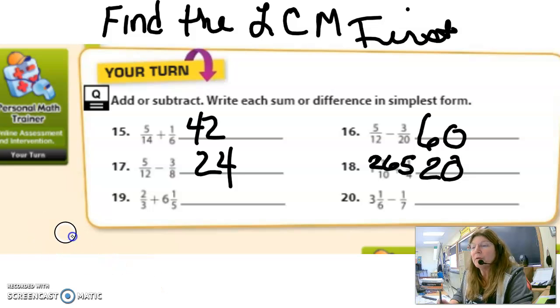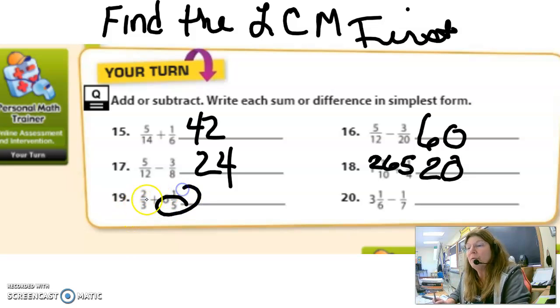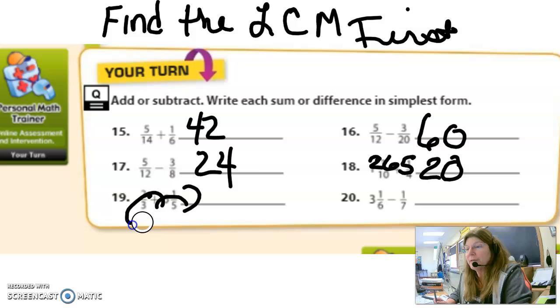So I always go with my smaller number first and then do my bigger number. Okay, so again, you're going to have to turn this into an improper fraction and then find what is your least common multiple of 3 and 5. This is not going to change. Even when you change it, your denominator is still going to be a 5. So you can actually find your denominator first if you want to.